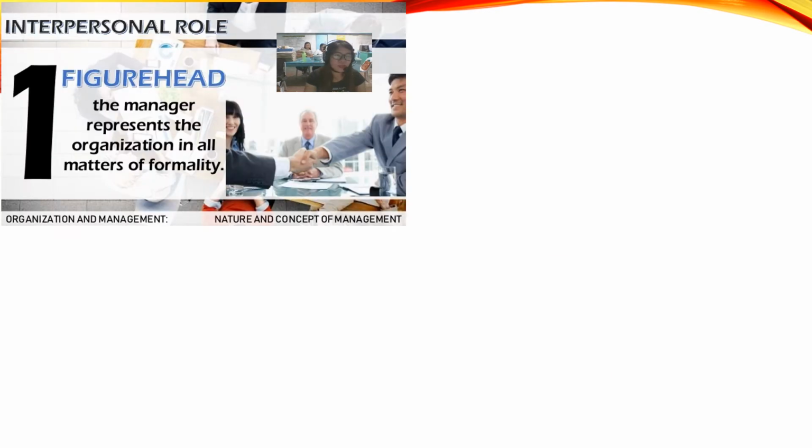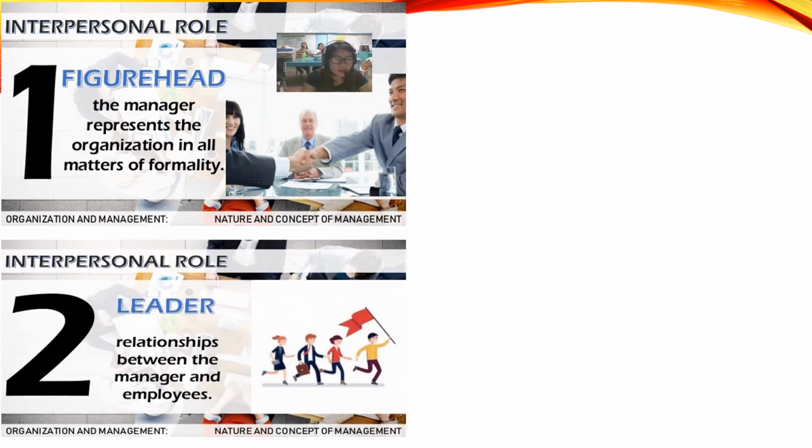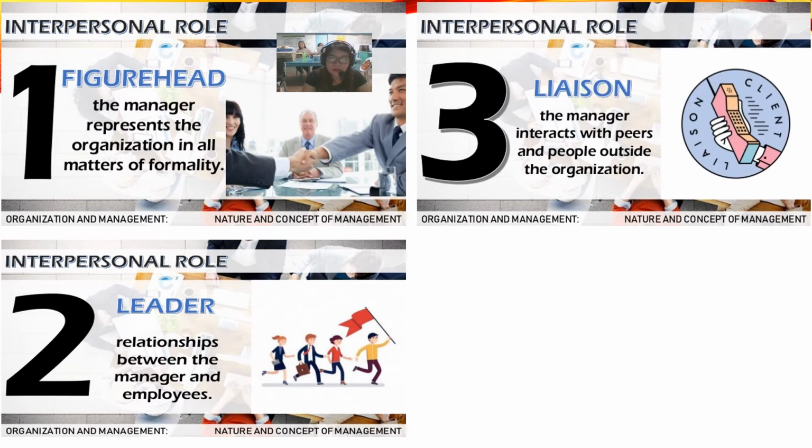First, we have figurehead. The manager represents the organization in all matters of formality. So the manager here represents formality. Second, we have leader. Relationships between the manager and employees. So leader, the person who leads or commands a group, organization, or country. Third, we have liaison.